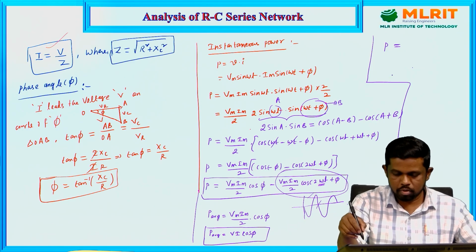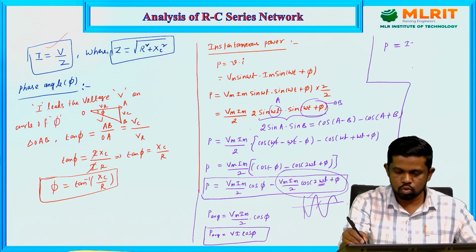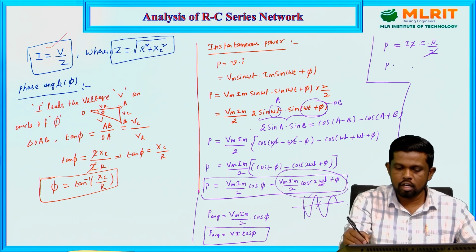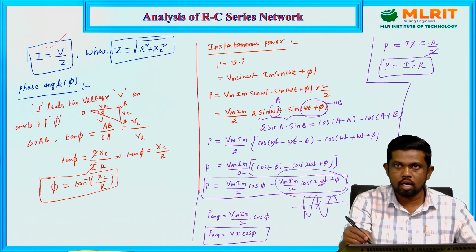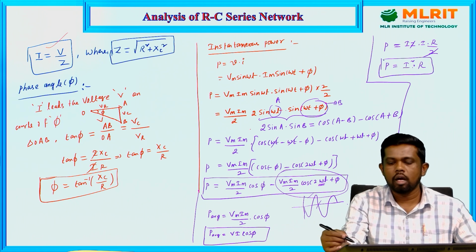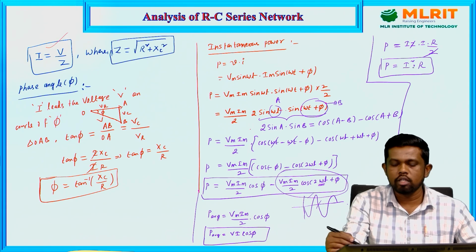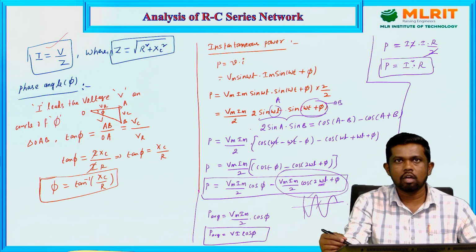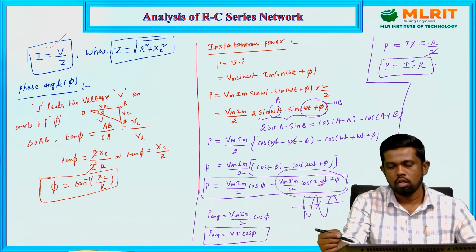The power taken by the resistor: V equals I into Z, then I keep as it is, and according to the power factor of the system, that is R by Z from the impedance triangle, both these get cancelled. Finally P equals I square into R. So the active power taken by the resistor is VI or I square into R. So based on the resistance only, there will be active power consumption taking place in the RC network.